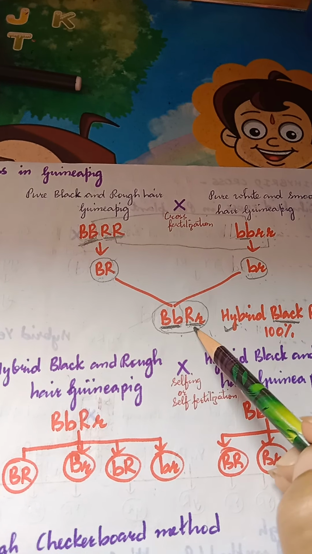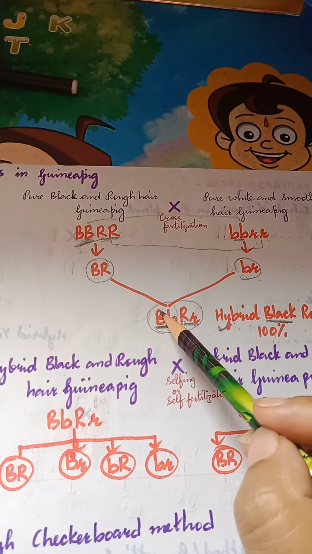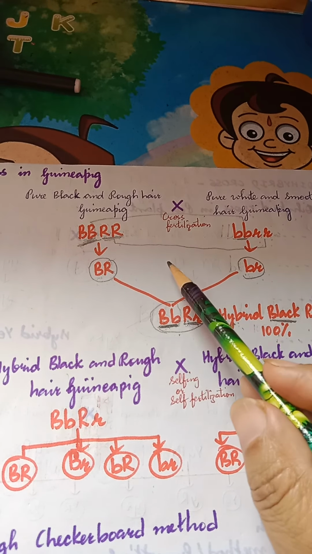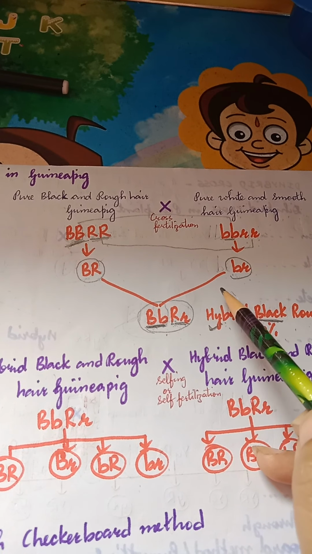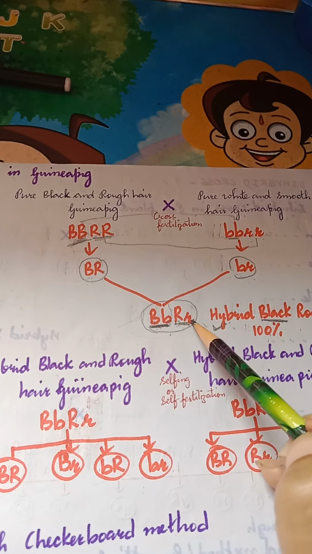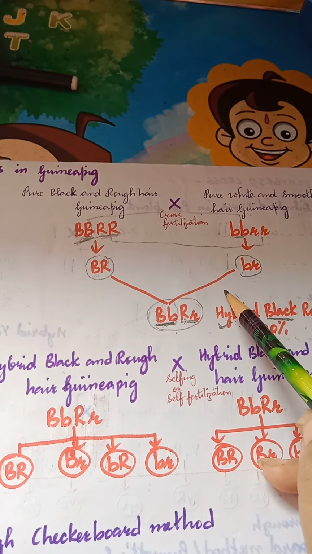From here we can see that the hybrid offspring also has the recessive characters: small b means white and small r means smooth. So the recessive character is also there, but it could not express itself in the F1 generation.